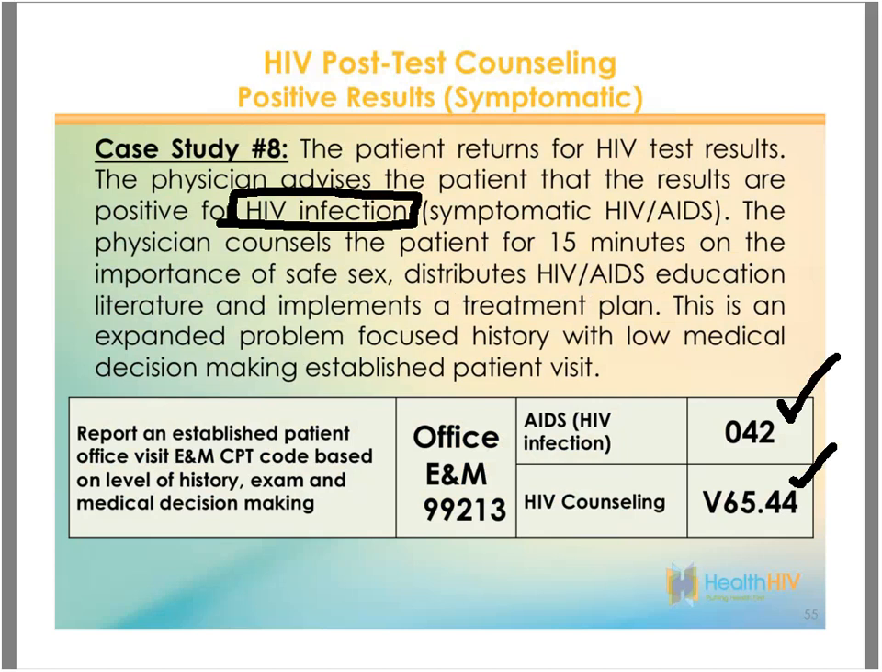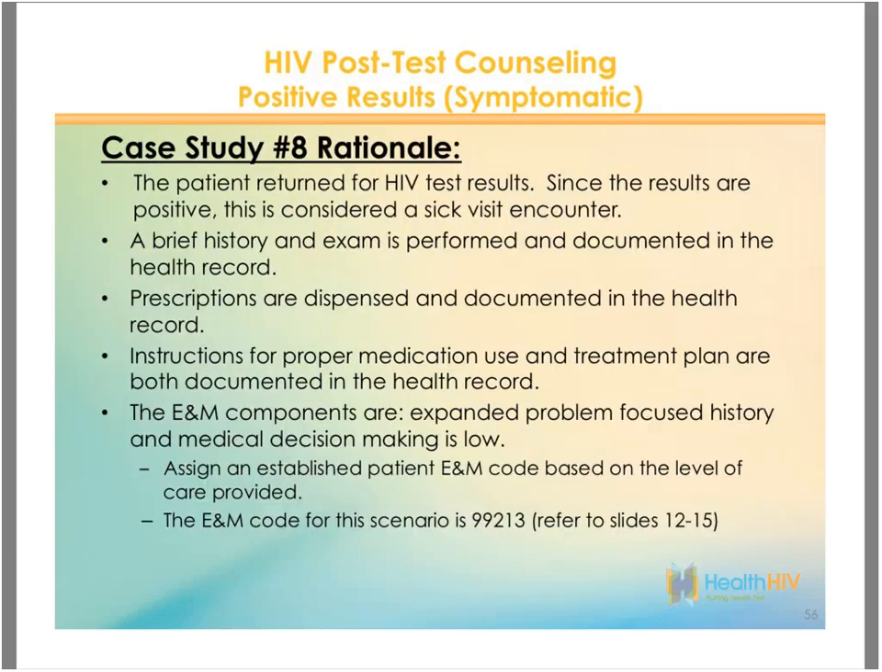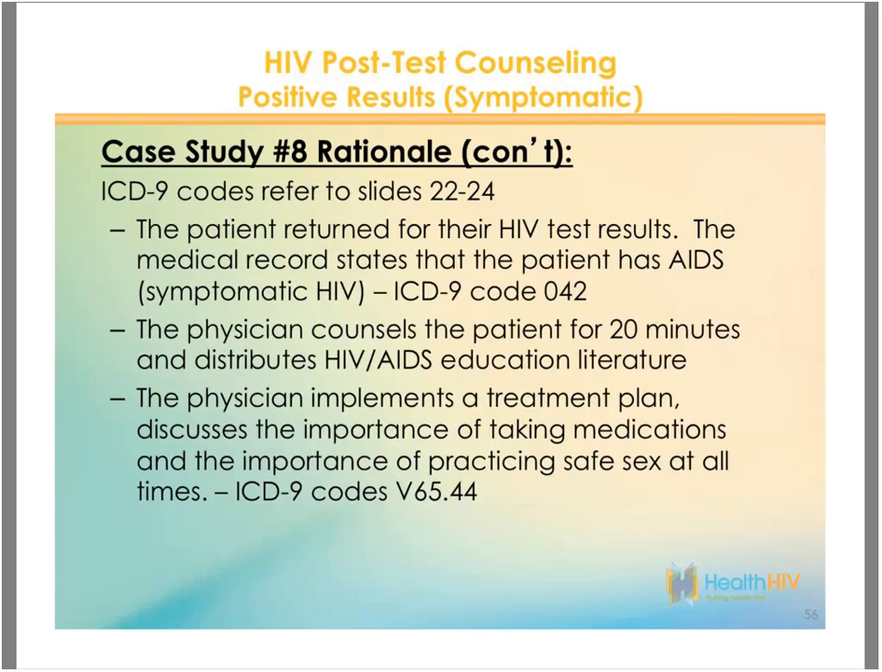There was counseling. There was a discussion about safe sex. The education materials were distributed. A treatment plan was documented. So this is the same scenario. The diagnosis code was the only thing that changed. So here's the rationale that describes the E&M encounter. And here's your diagnosis code rationale.